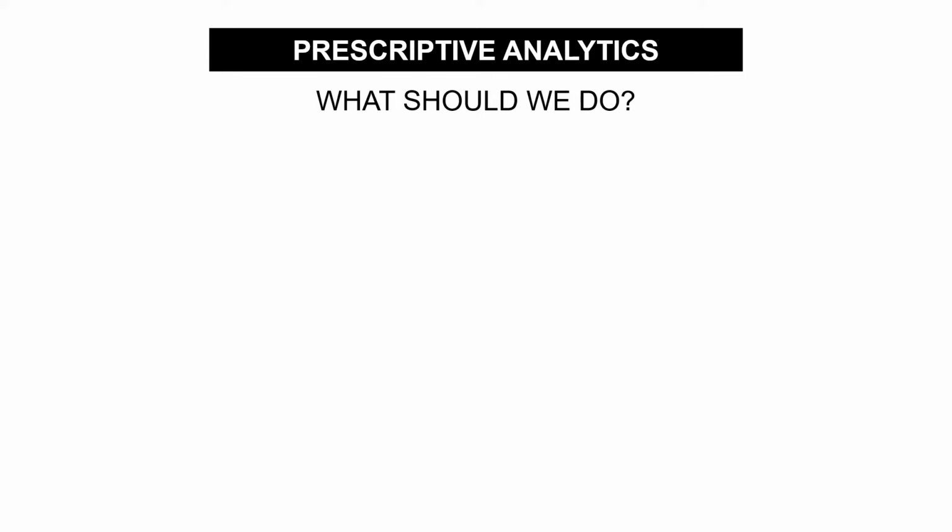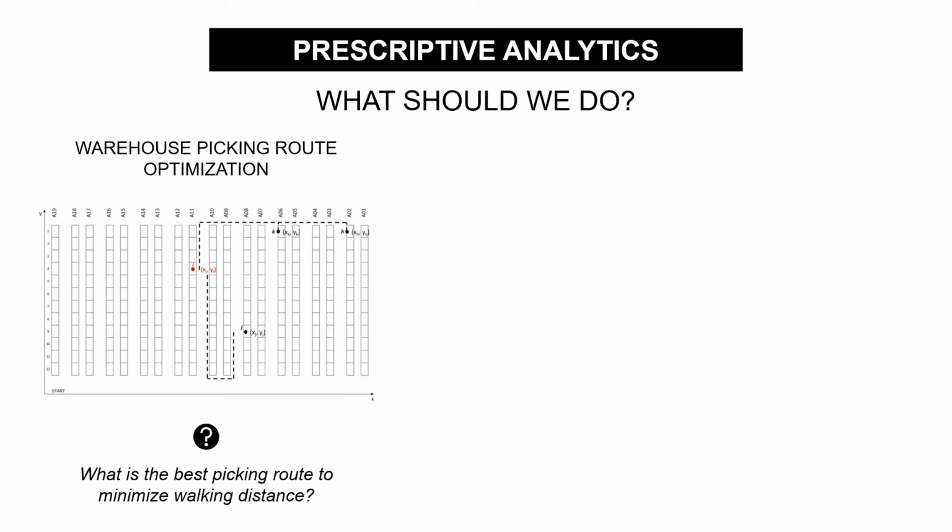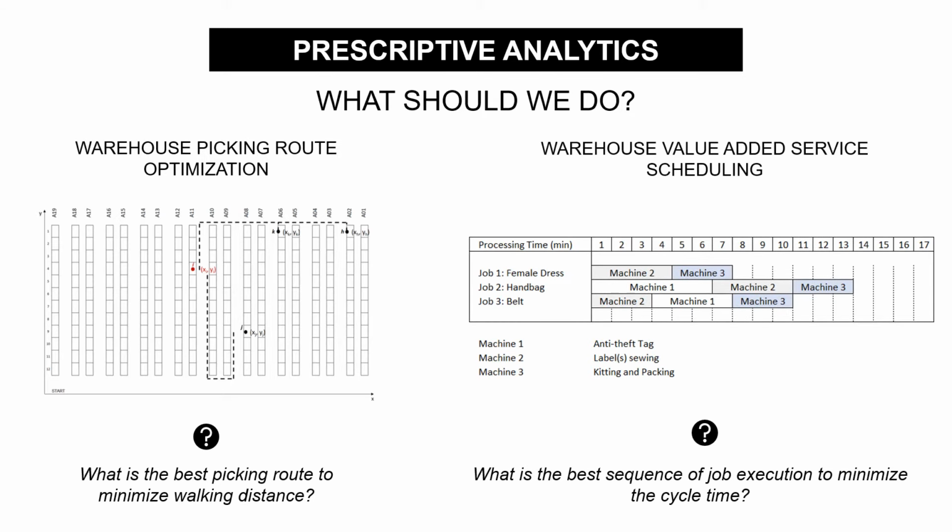And finally, prescriptive analytics. You support the operation to solve problems and optimize the resources to reach the best efficiency. For instance, warehouse picking route optimization. What is the route that minimizes the walking distance? Usually, you will use linear programming or heuristic approach to maximize or minimize an objective function by setting decision variables while respecting constraints. Same for the warehouse value-added service scheduling. So you have a warehouse with different VAS operations such as kitting, quantity check, labeling. What is the best scheduling of tasks to minimize the cycle time? This is a classic problem called job shop problem that will help you to solve your scheduling issues. You can find links explaining these examples in the description down below.